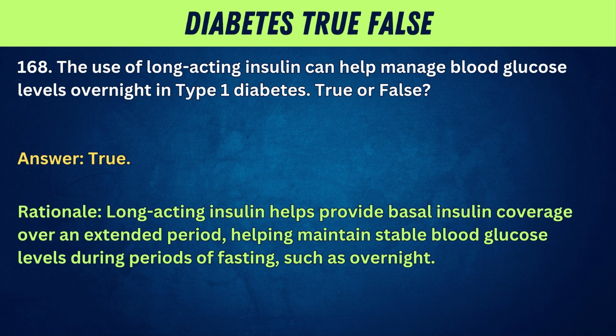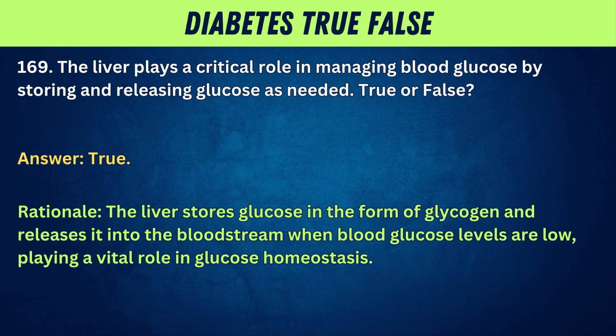Rationale: long-acting insulin helps provide basal insulin coverage over an extended period, helping maintain stable blood glucose levels during periods of fasting, such as overnight. 169. The liver plays a critical role in managing blood glucose by storing and releasing glucose as needed. True or false? Answer: true.